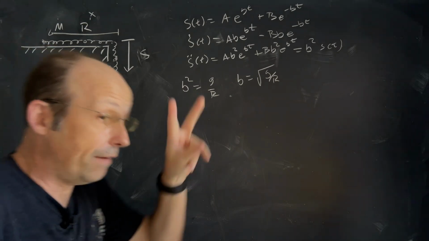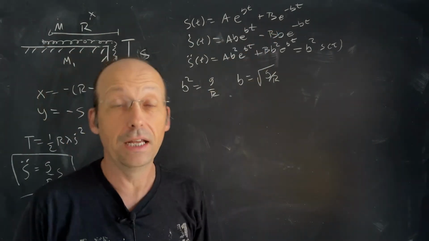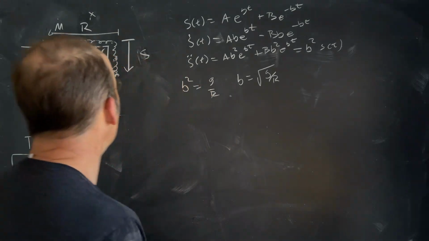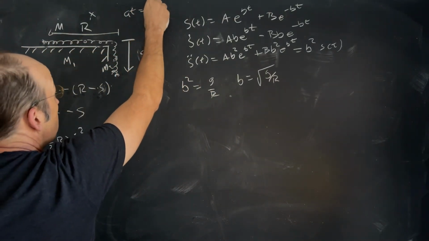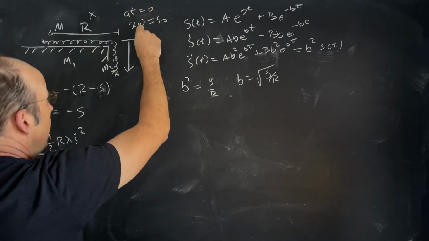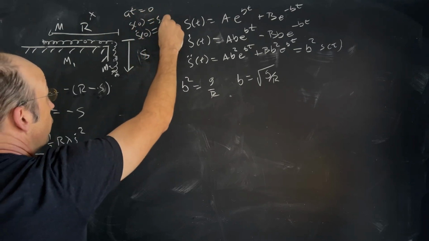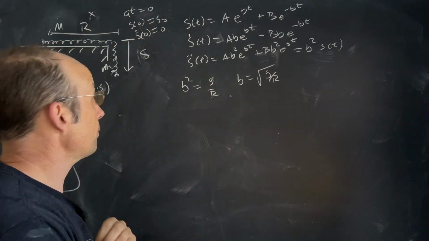I have a second order differential equation, so I'm going to need two constants. Those are my two constants, and so I need two initial conditions. Let's say that at t equals 0, s of 0 is s0, and s dot of 0 is 0. So I'm going to hang it down some piece right here, and I'm going to release it from rest.